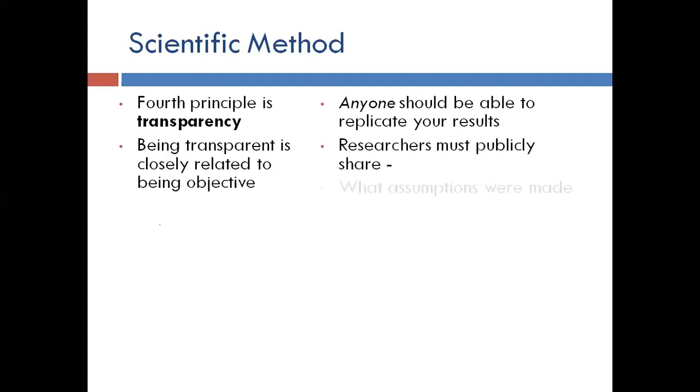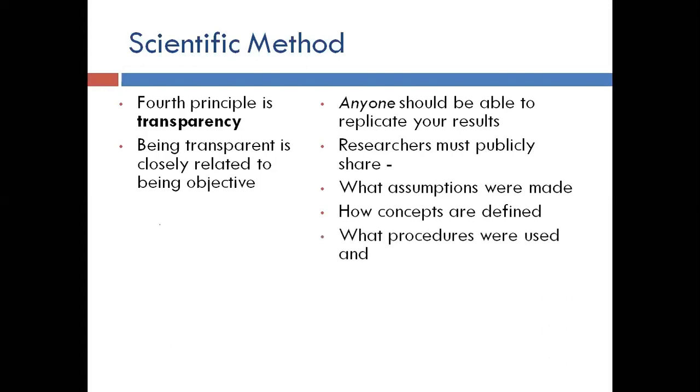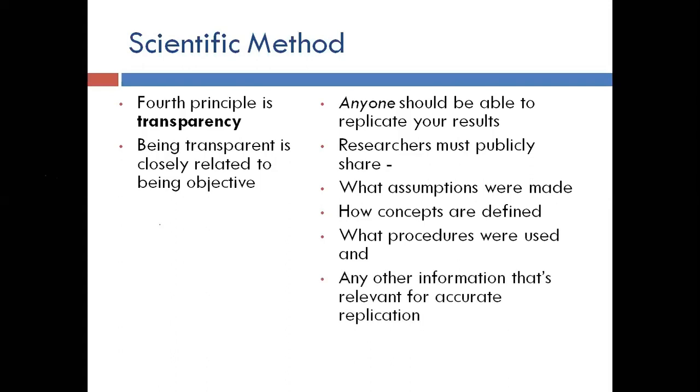Researchers must publicly share these things: what assumptions were made, how he or she made the study, how concepts are defined, what procedures were used, and any other information that's relevant for accurate replication. These things must be there in any scientific publication, and an experiment should be scientifically published. And these are the areas that we always look for in our publications.